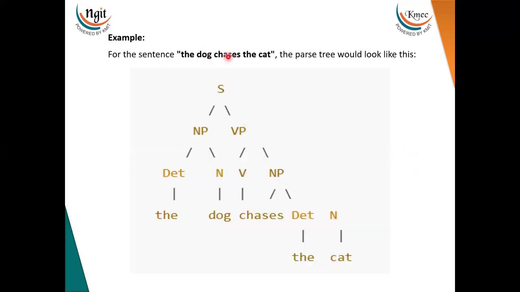Now see, the dog chases the cat is the example sentence which is considered, and the parse tree would look like this. We already discussed, it starts with S, and you can see the grammar in the parse tree. There is a noun phrase and a verb phrase, where the noun phrase is made of a determinant and a noun. Verb phrase is verb and noun phrase. The sentence given, the dog chases the cat, falls under these categories. The is a determinant, and dog is a noun, chases is a verb, and determinant is the, and noun is cat.